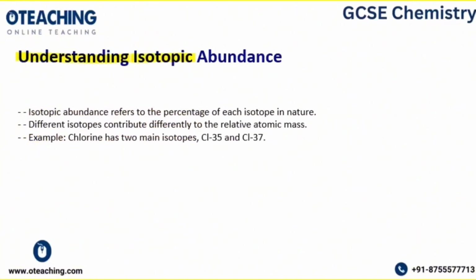Now, understanding isotopic abundance. What is isotopic abundance? It refers to the percentage of each isotope in nature. How much of that particular isotope is found in nature is what we call isotopic abundance. Different isotopes contribute differently to the relative atomic mass because their percentages in nature are different. For example, chlorine has two isotopes, Cl-35 and Cl-37.